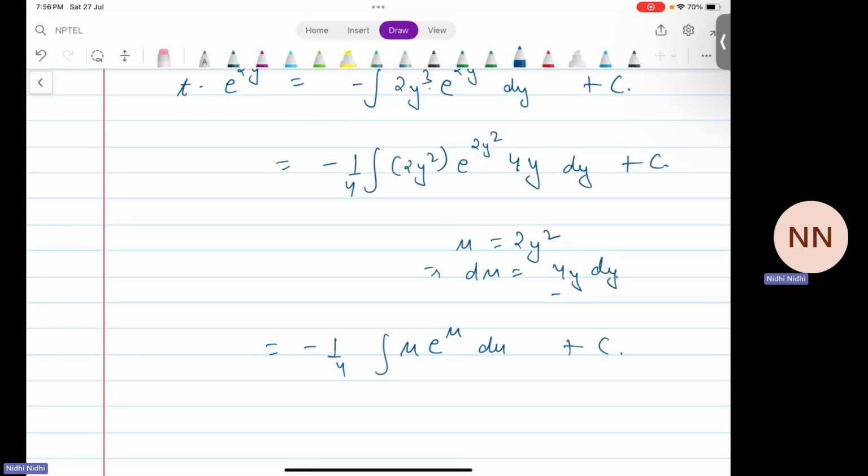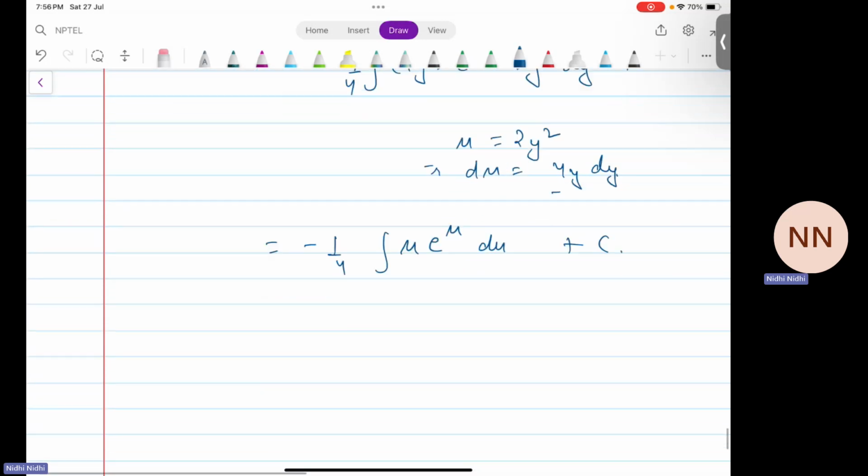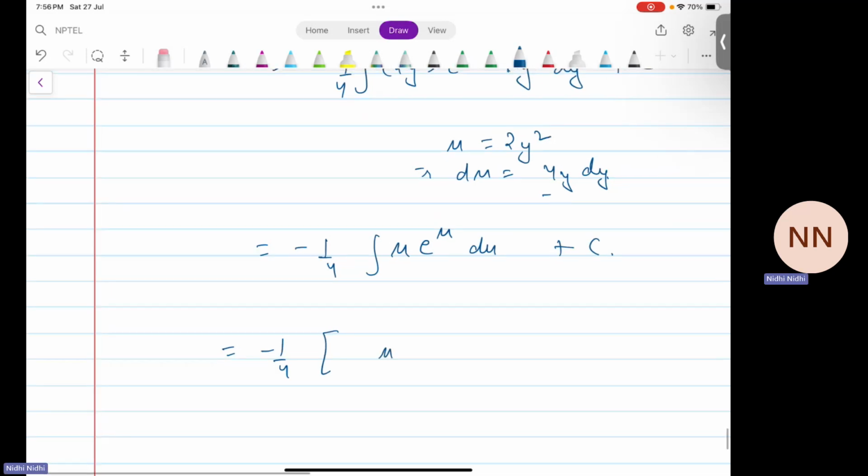Now we'll solve this integral by using integration by parts, which is minus 1 by 4 u as it is, integral of e to the power u is e to the u, minus integral of the derivative of the first function, 1, times the integral of the second function e to the power u, and we know that the integral of e to the power u is again e to the power u. So we can replace this by e to the power u plus c.